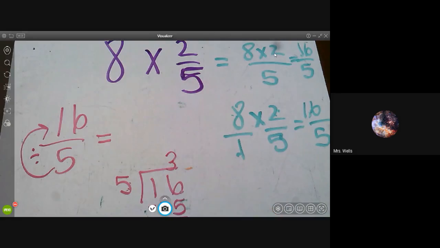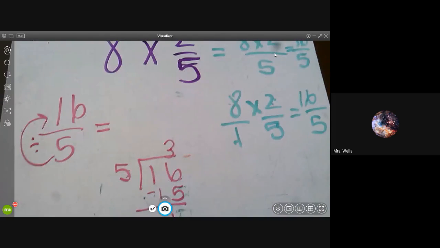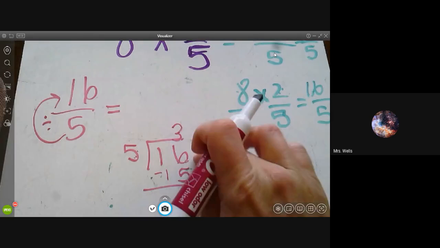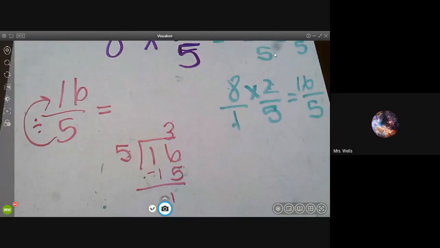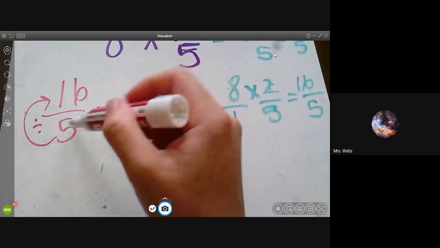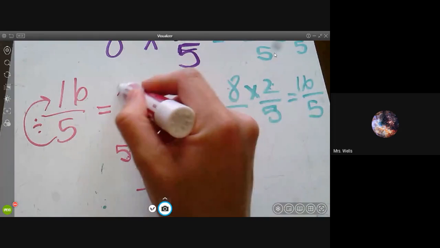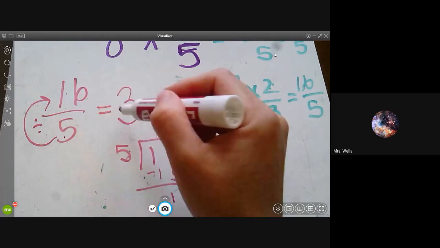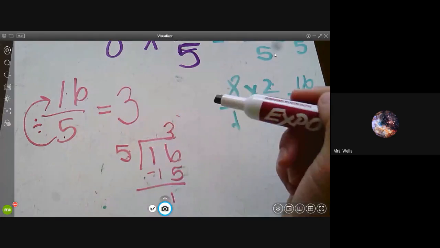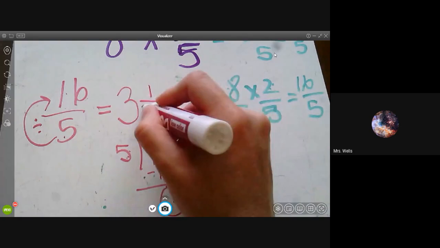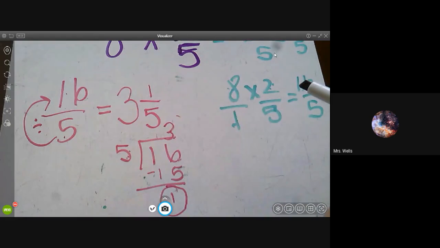Now, if you remember doing this in class, which I know most of you should, you guys are rock stars, you remember that this number right here is your whole number. 5 goes into 16 3 whole times. Whatever is remaining is my numerator, and my denominator stays the same. Okay? All right, I hope that this was helpful.